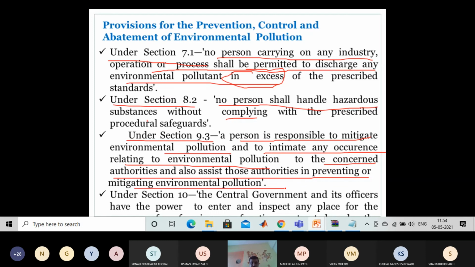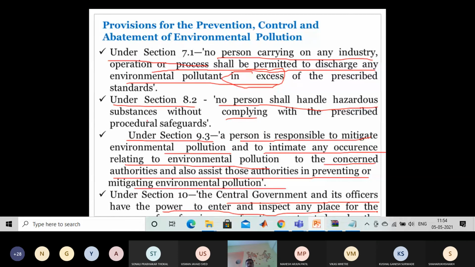Under section 10, the central government and its officers have the power to enter and inspect any place, to check whether things are working properly, whether the manufacturing process is as per the defined one, or whether the material is being used as per the defined one or not. All these things are checked under section 10. The central government officers can enter.